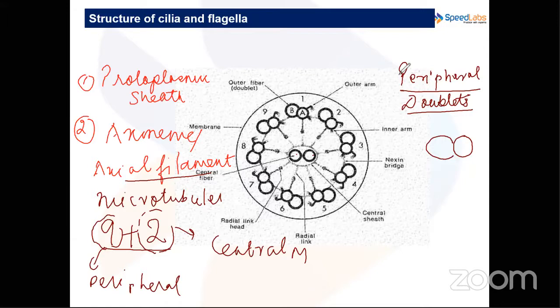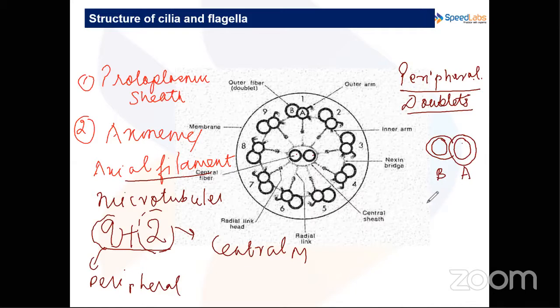Okay. So you can just make this a little bigger. So A on the inner and B on the outer. And we are talking about the peripheral microtubules. They are doublets. All right. So they are made up of two units, A and B. And the wall of A and B is made up of protofilaments.